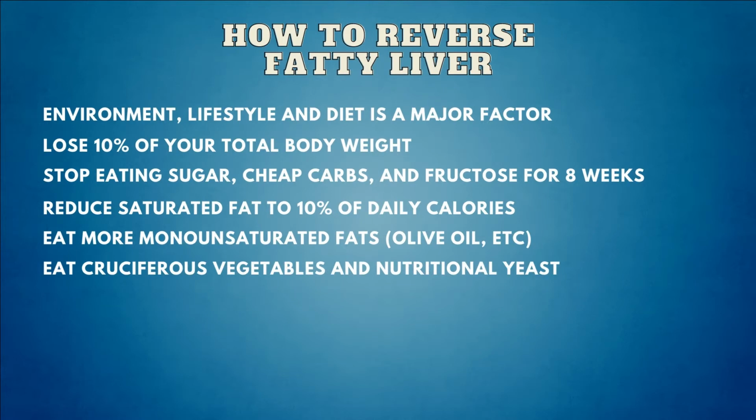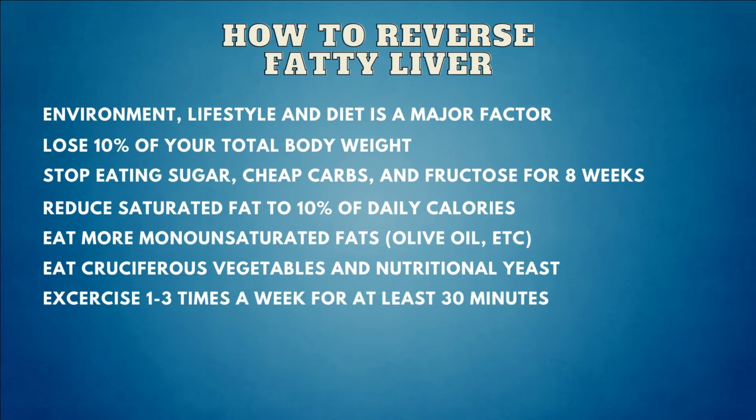Eat more cruciferous vegetables such as broccoli, cauliflower, kale, Brussels sprouts, etc. And don't forget astaxanthin-rich foods like nutritional yeast, salmon, shrimp, and others. And finally, make sure to include some kind of resistance training or aerobic exercise, and make sure you exercise at least once a week, but ideally you want to go for 3 times a week.